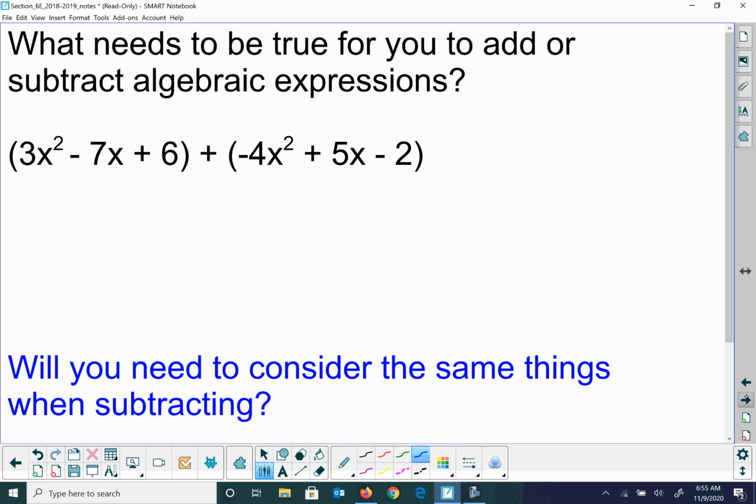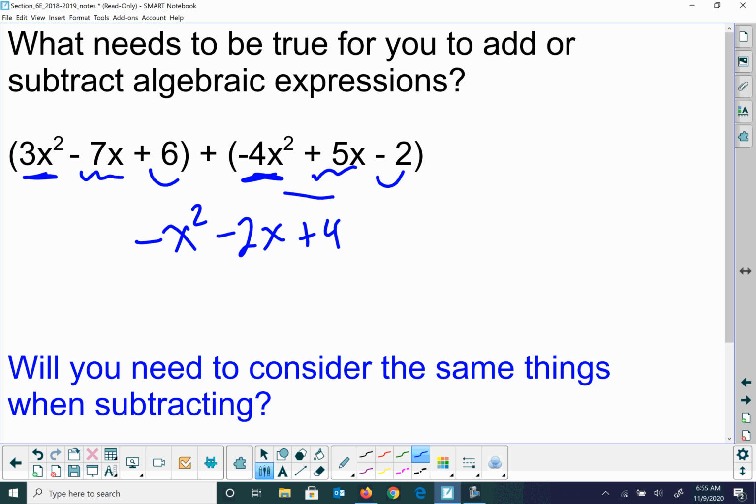All right, when we are adding or subtracting, we're going to look at like terms. This is a like term with this, because they both have an x squared. So I get 3 minus 4, which is negative x squared. And this is a like term with this, so negative 7x plus 5x is negative 2x. And both of those give me plus 4. So we added those together.